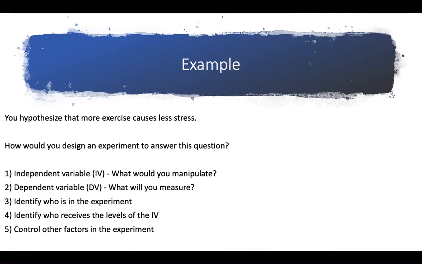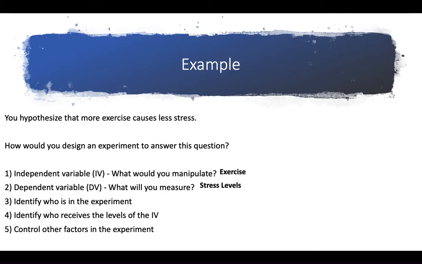For your independent variable, what would you manipulate? Well, here we're testing the effect of exercise on stress. So our independent variable would be exercise. Our dependent variable, or what we would measure, in this case would be stress levels. We're trying to determine how exercise affects stress levels.